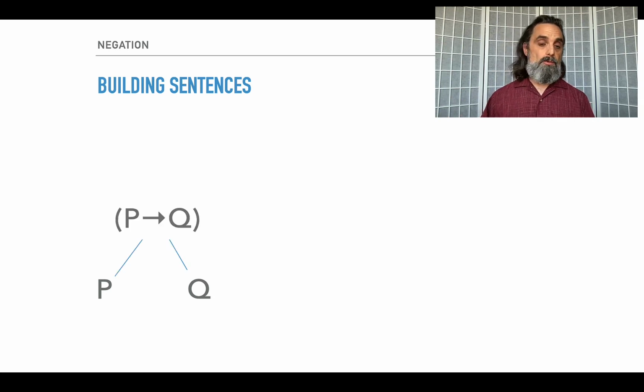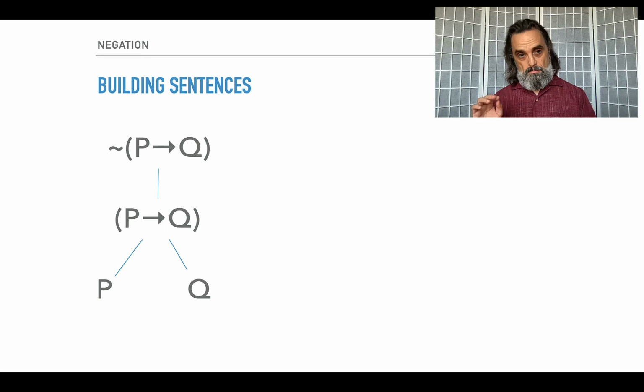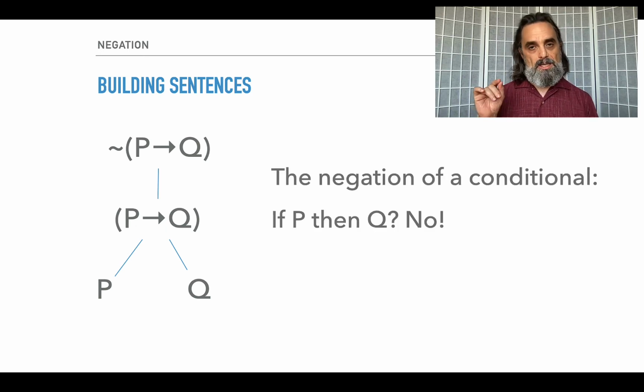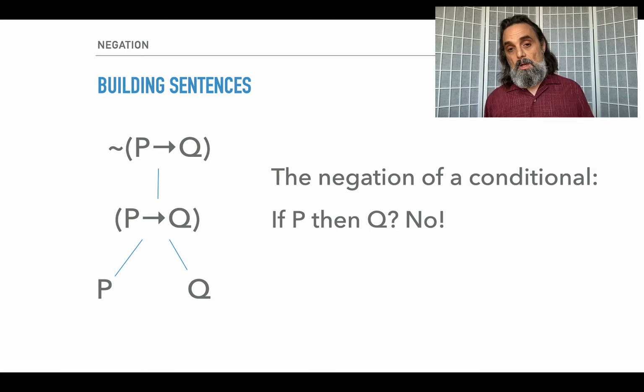Now rule 3 says you can put them together to form the conditional, and then our rule 2 says, hey, you can stick a negation on the front of that. And so what we have is negation, and then the conditional, P arrow Q. So this thing is a negation of a conditional. It says, if P then Q, no. It says that the conditional P arrow Q is false. It denies or negates that conditional.